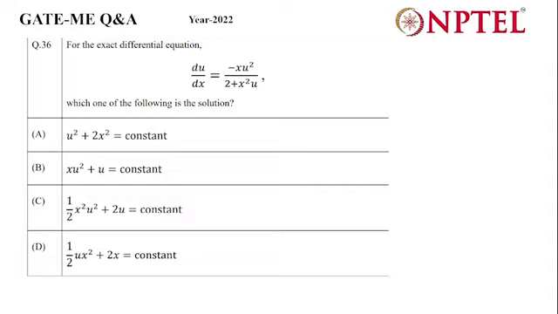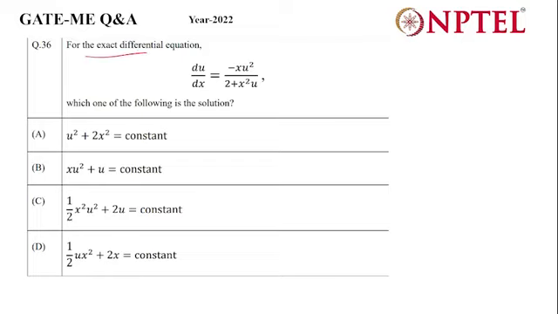You tell me the answer. Would it be option C? Half x squared u squared plus 2u equal to constant. Option C is correct. Okay. So how to solve this differential equation?